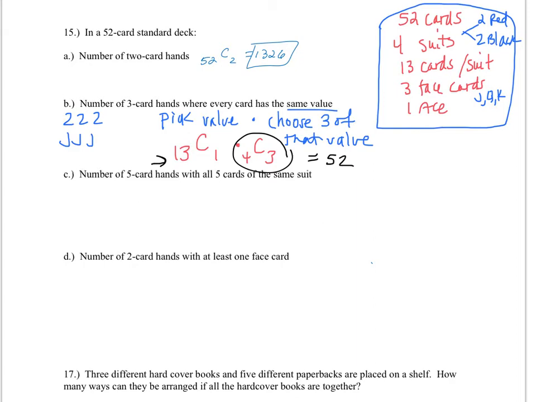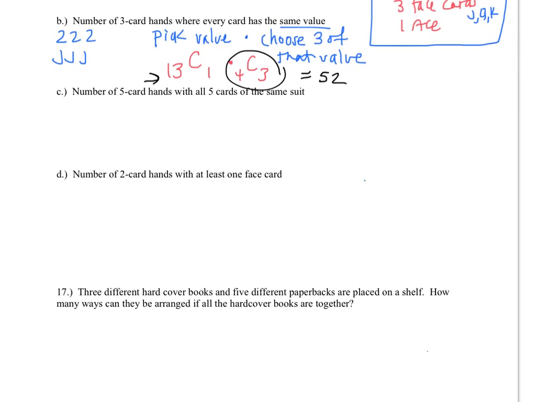In part C, the question says the number of 5 card hands with all 5 cards of the same suit. Alright, so similarly to part B, not only do we have to consider how we can pick 5 cards within the same suit, we also have to pick a suit. So first, let's pick a suit. There are 4 suits that I can pick from, and I'm going to pick one of them. So I want 5 clubs, or I want 5 hearts. I have to figure out which suit I am working with.